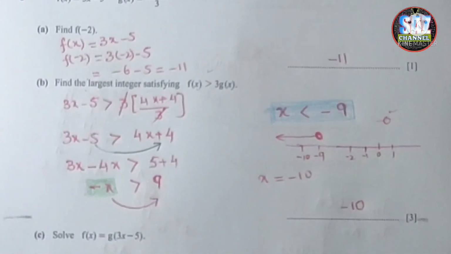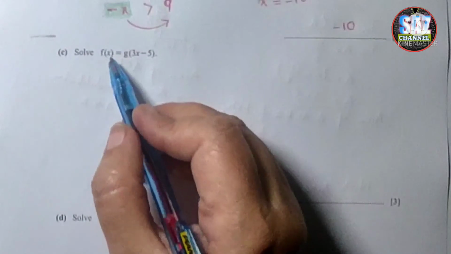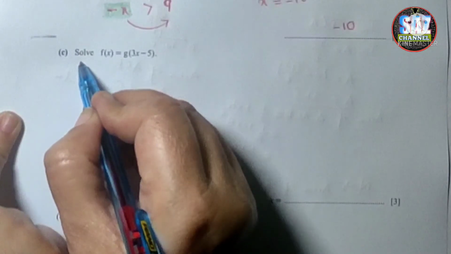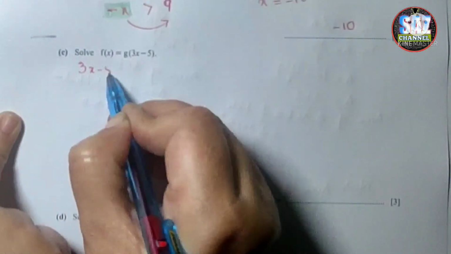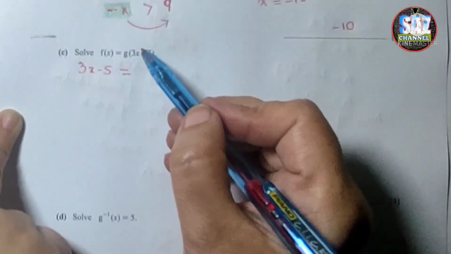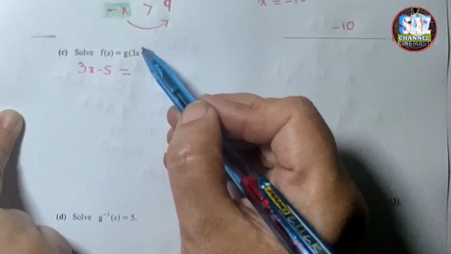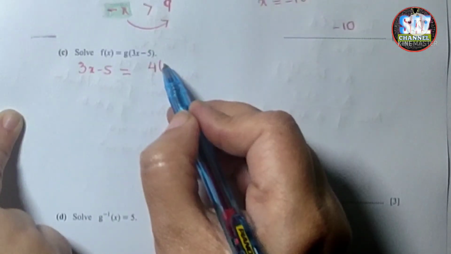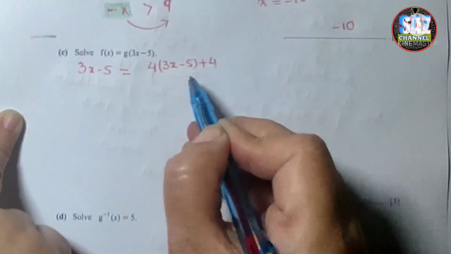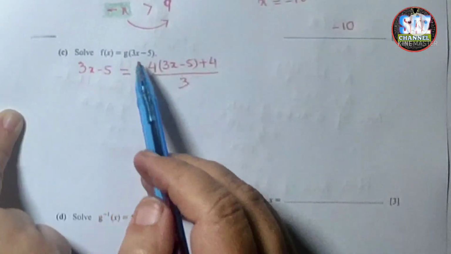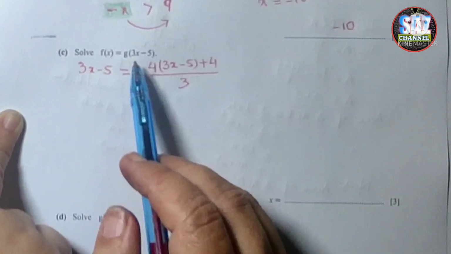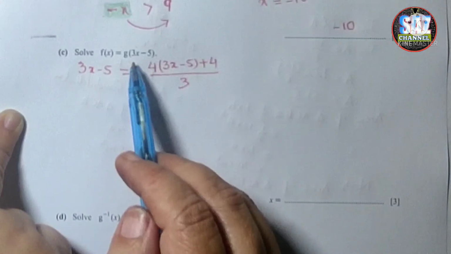Moving to the next part, it says that we have to solve f of x equals to g of 3x minus 5. So f of x has a value 3x minus 5, and for g of x, I hope my students are clear that here instead of x in g, we have to replace 3x minus 5, and the question will take the form 4 into 3x minus 5 plus 4 over 3. This is the input, this is the value that we have to replace instead of x in the function of g.